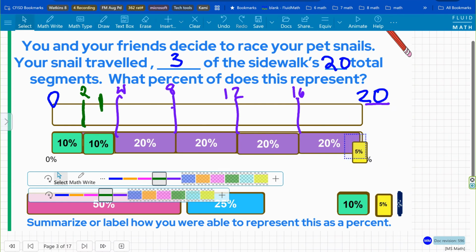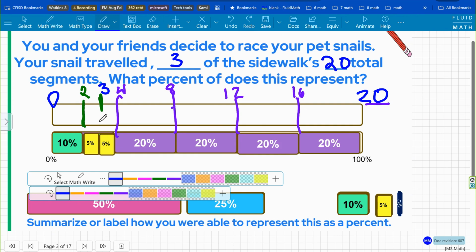Let's find that. Let's split this one. And we split this one. You can see that splitting 10 into 2 sections of 5, we split it in half. We're going to split this in half. The difference between 2 and 4, the halfway point, is 3. That means if I connect this, this is my percent value. So 5 plus 10 is 15%. So 3 of 20 is 15%.